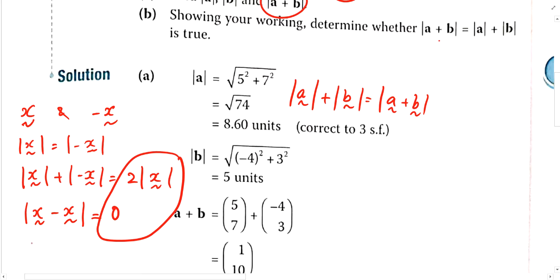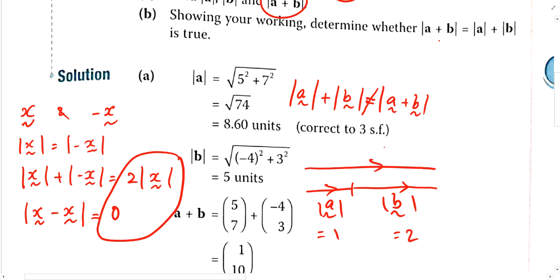Our conclusion is that the magnitude of A plus the magnitude of B is not always equal to the magnitude of A plus B. Why not? Is your question why sometimes it can? Okay, very good. What if my A looks like this and then B looks like this, in the same direction? Let's say the magnitude of A equals 1, the magnitude of B equals 2, then the magnitude of A plus B equals 3. So in this case, they can be the same because they are in the same direction.